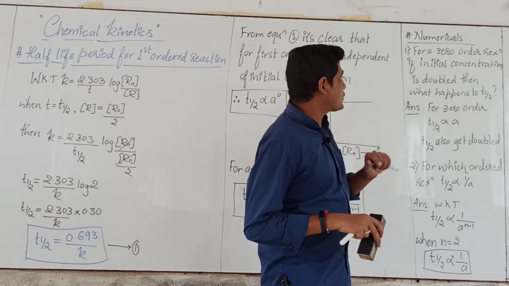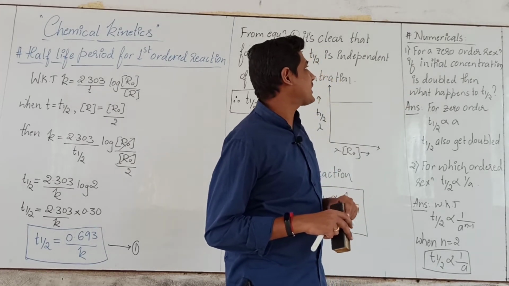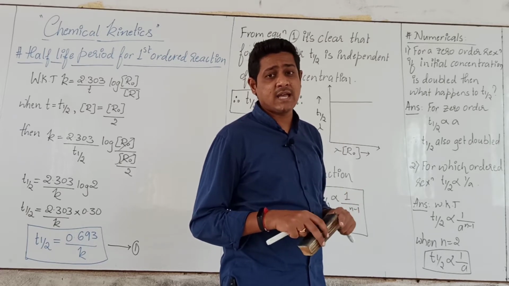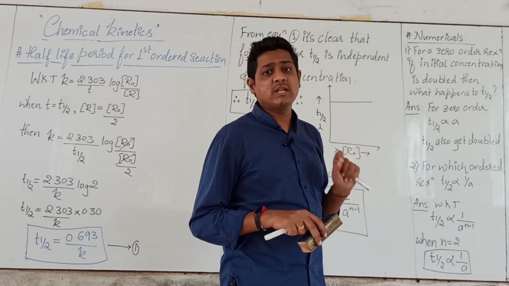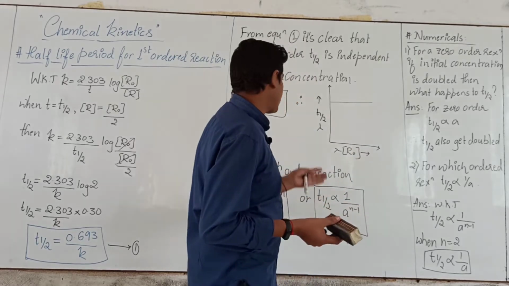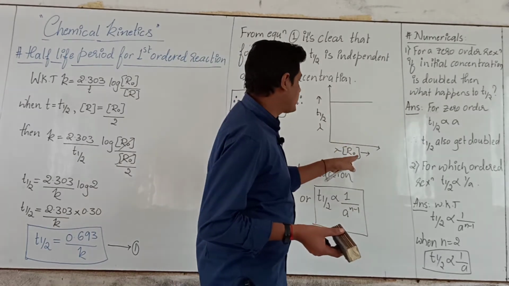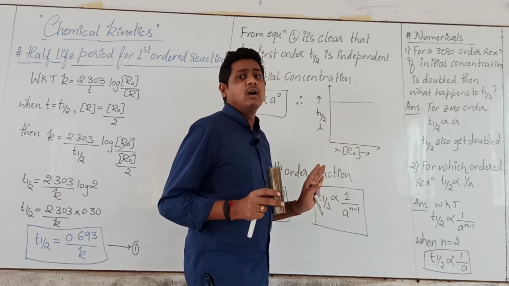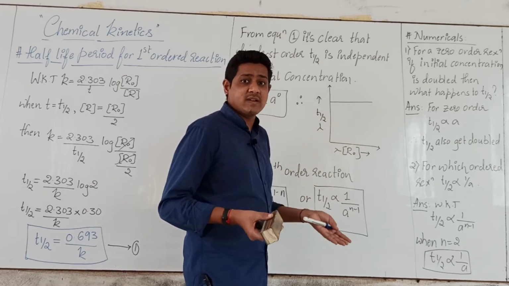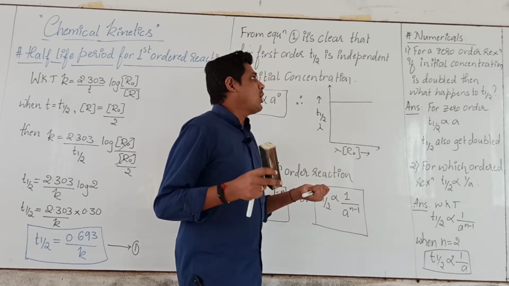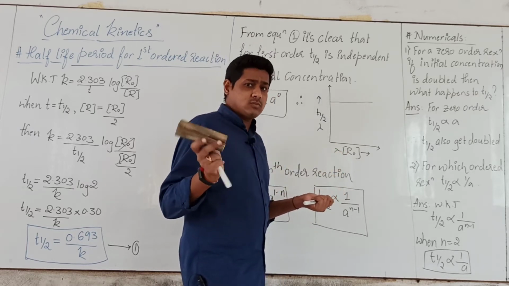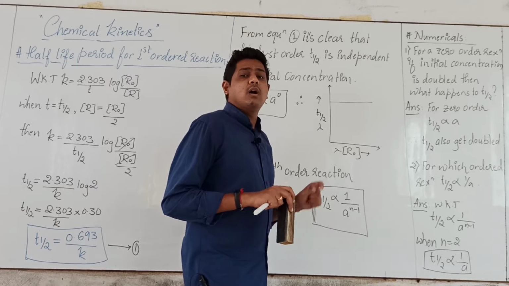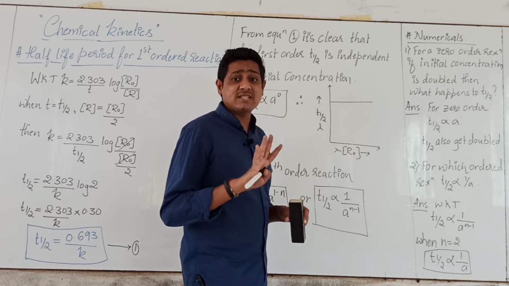Next, if they ask you for a first ordered reaction, if the initial concentration is doubled, what happens to the half-life period? We know that for a first ordered reaction, half-life period does not depend on the initial concentration. This is evident from the graph. So if you double or triple the concentration, the half-life period will remain the same. There is no effect on the half-life period of the reaction. In other words, for a first ordered reaction, on increasing the initial concentration, the half-life period remains the same.